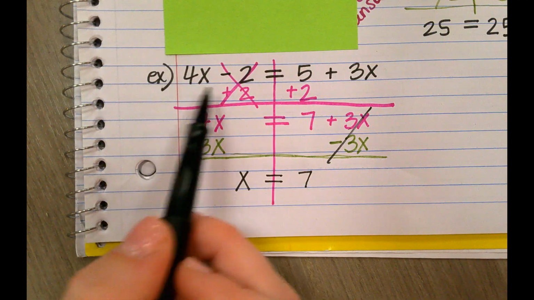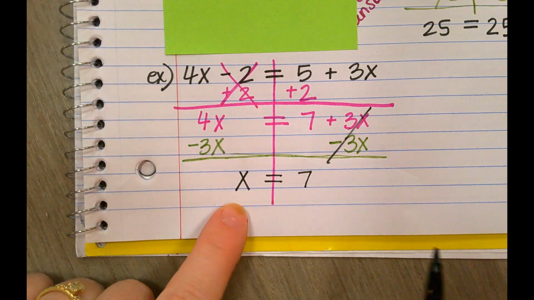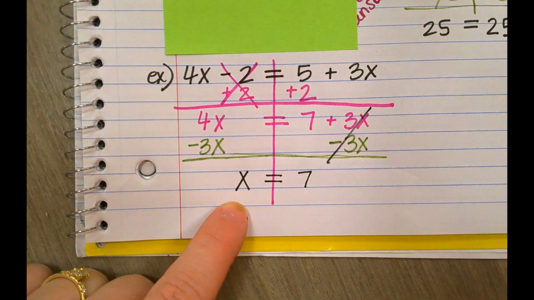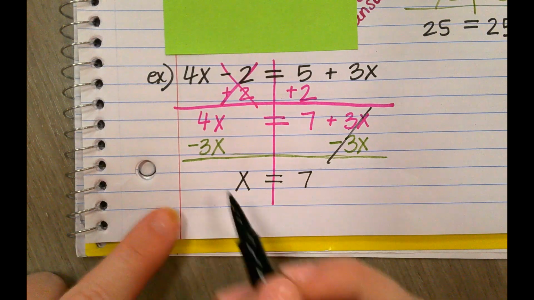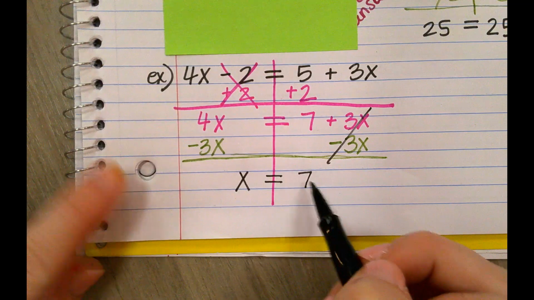Basically, the number in front of the x tells you how many x's are there. If I'm looking at this, how many x's am I pointing to? 1. There's 1. If there's no number, there's 1. Okay? So if 4 minus 3 is 1, well, 1x is 7. We're done. We solved it.